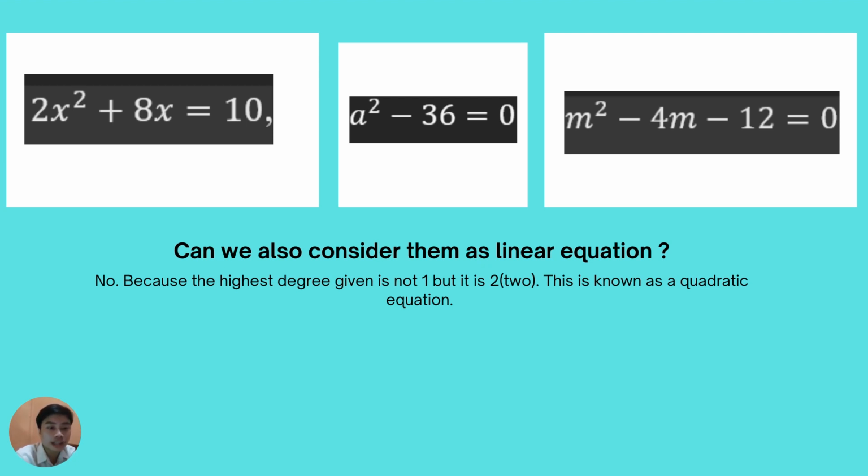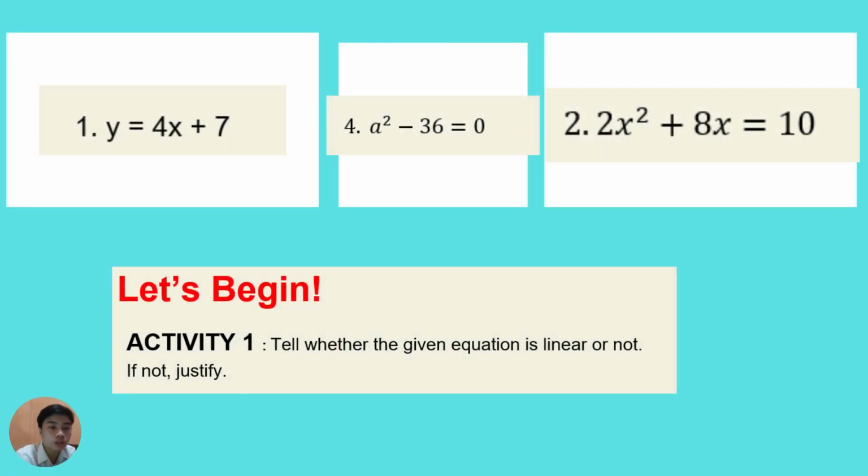What is a quadratic equation? A quadratic equation in one variable is a mathematical sentence in the form ax squared plus bx plus c is equal to 0, where a, b, and c are real numbers, and a must not be equal to 0.